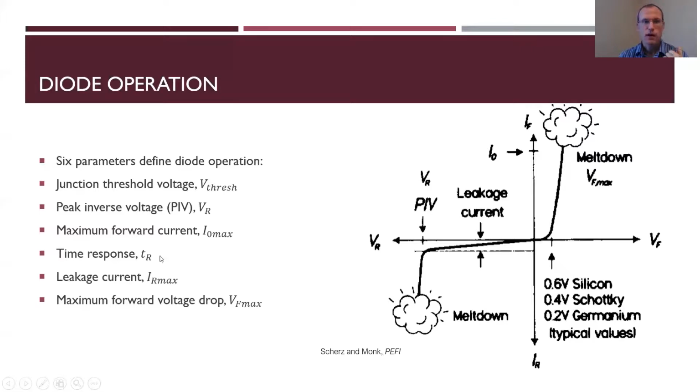There's a time response, so how fast that actually all happens. There's some leakage current. Again, if you do it backwards, it doesn't let much current through. Ideally, a diode will let 0 current through if it's put in backwards, but in real life, it lets a little bit through, just not very much. That's your leakage current. And then there's a maximum forward voltage drop. If you put too much voltage in forwards, bad things happen, as indicated in this figure.